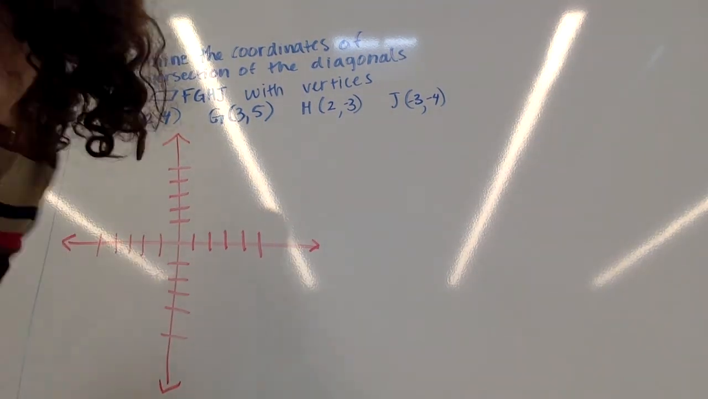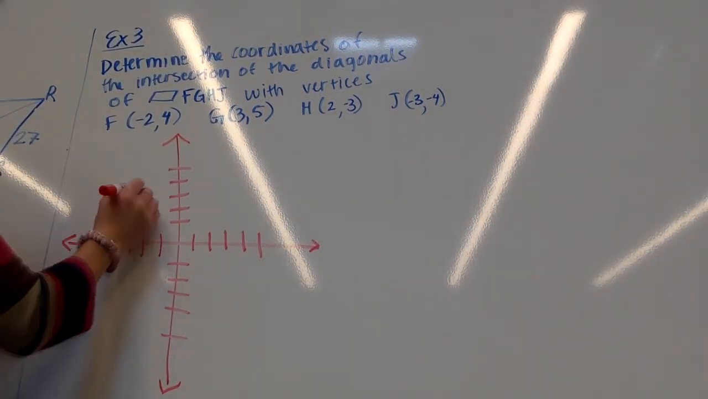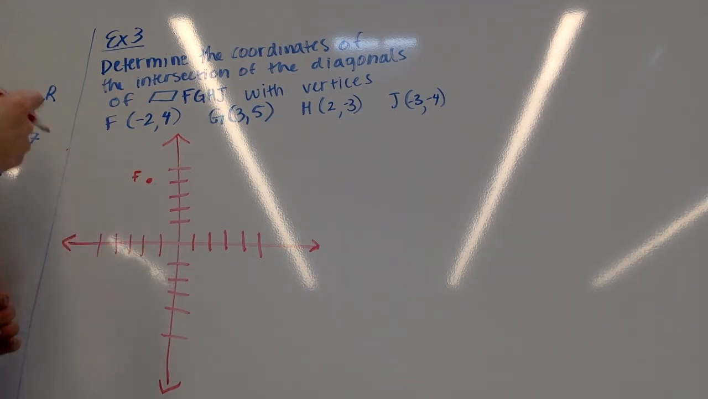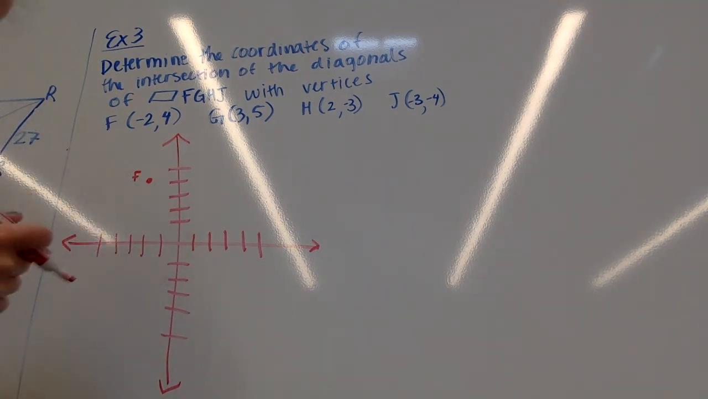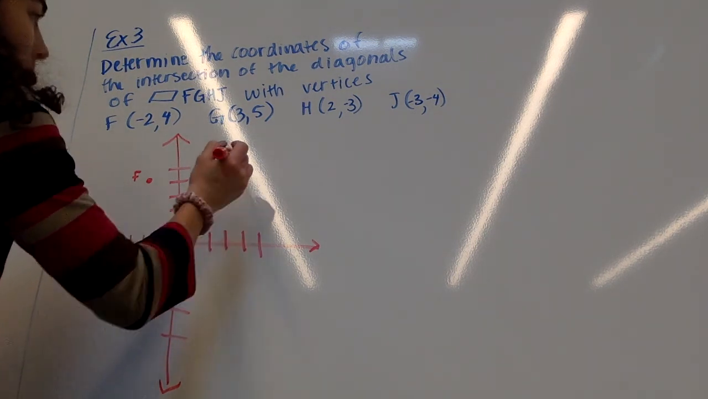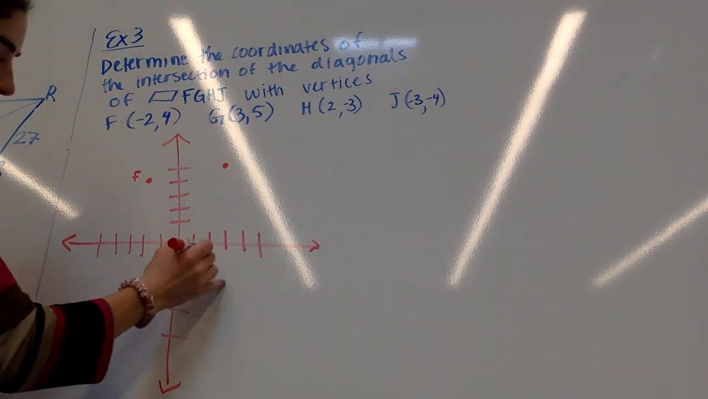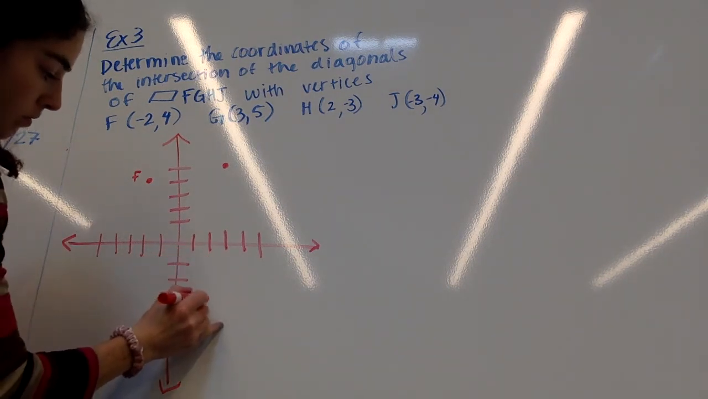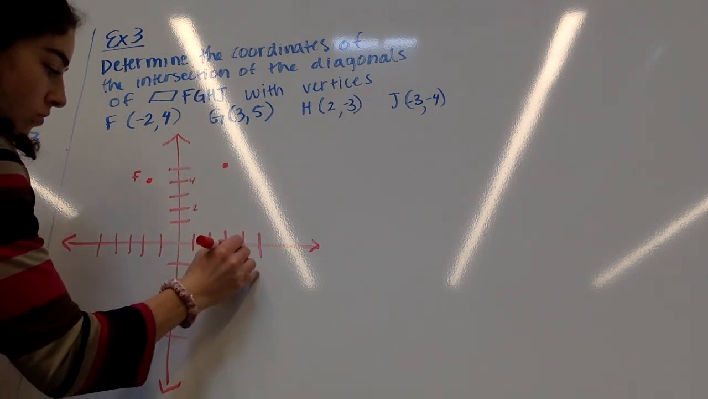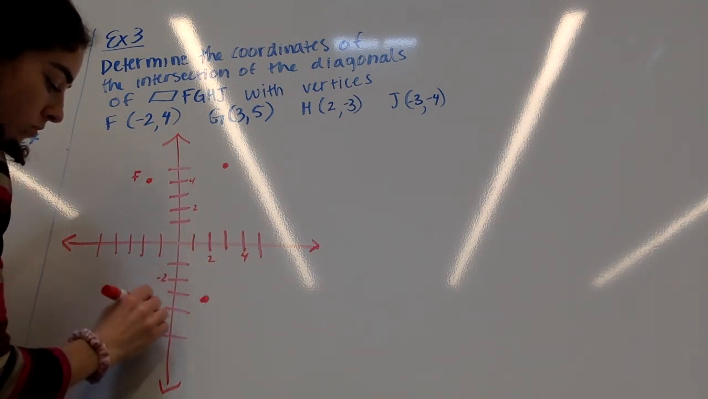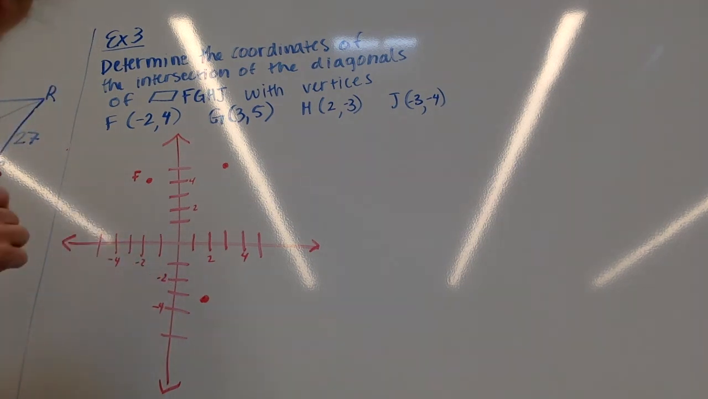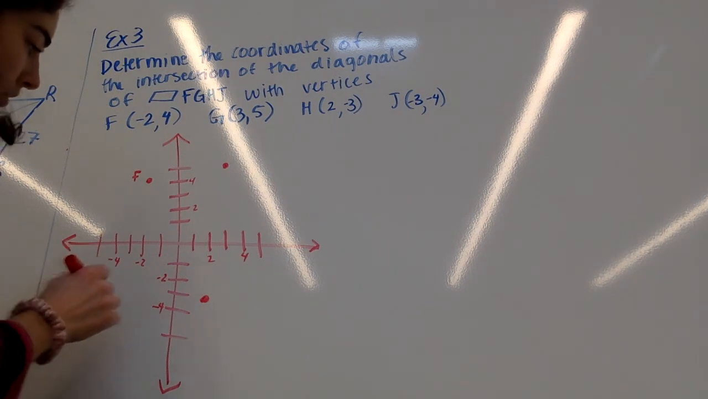Okay, so the numbers are -2, 4, 3, 5, 2, -3, and -3, -4.